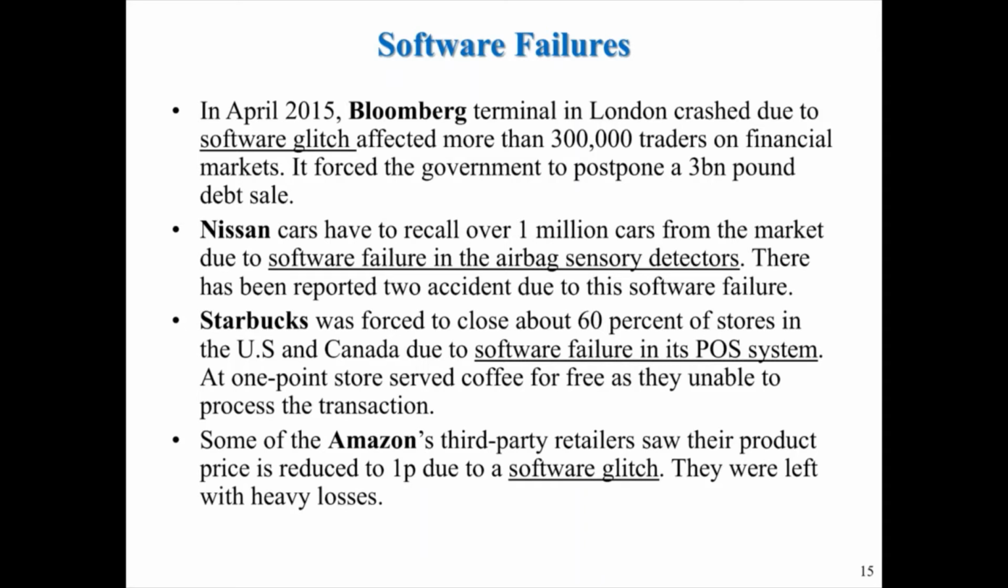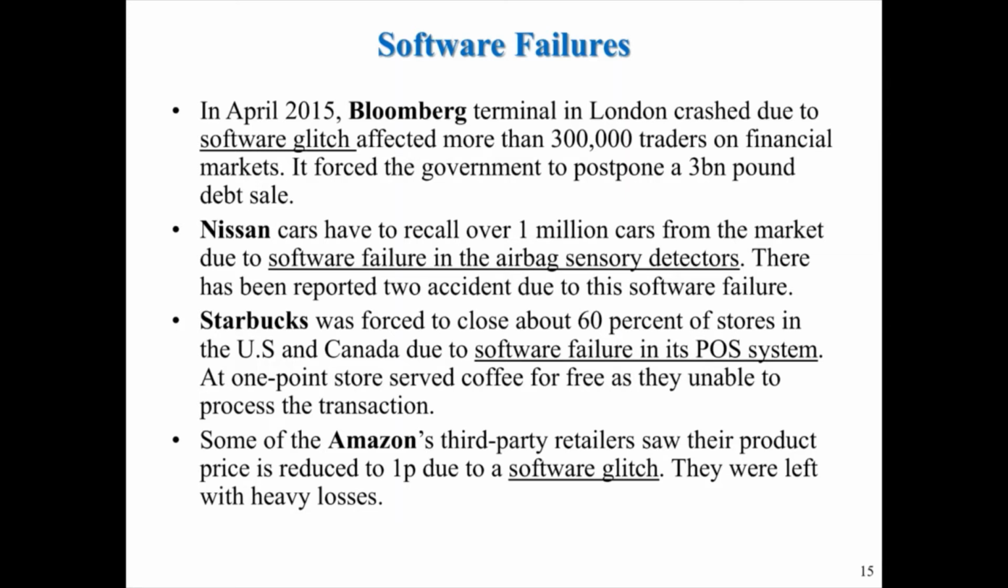Third example, Starbucks, which you are all aware of. Starbucks was forced to close about 60% of its stores in the US and Canada due to software failures in their point of sale system. Meaning the system through which they were getting the cash had some bug, some failure, due to which they had to close 60% of their stores. Big loss.